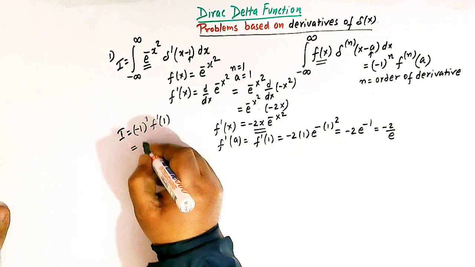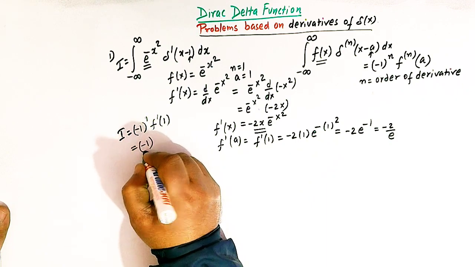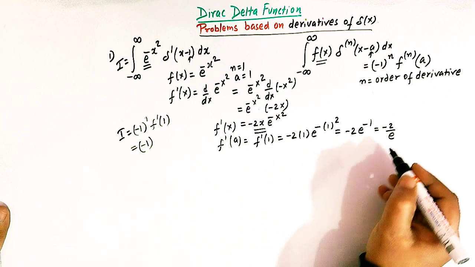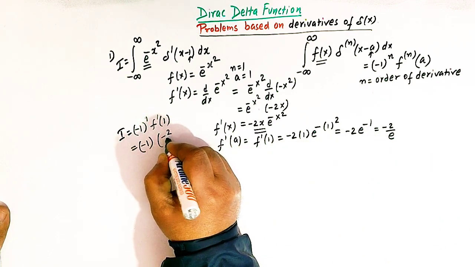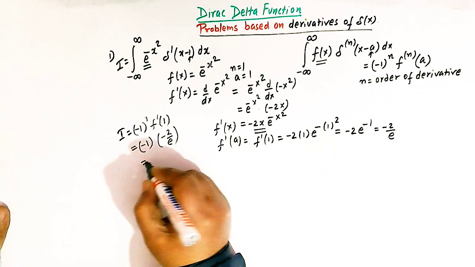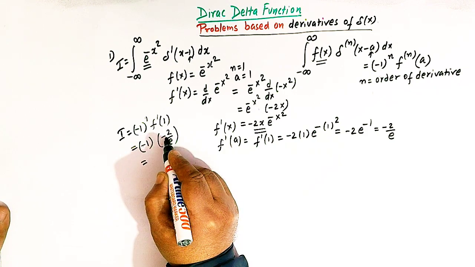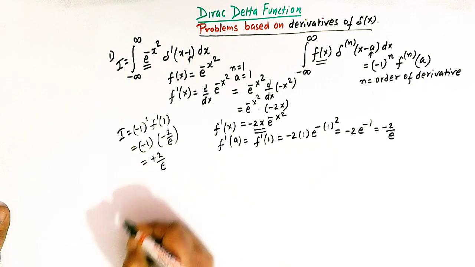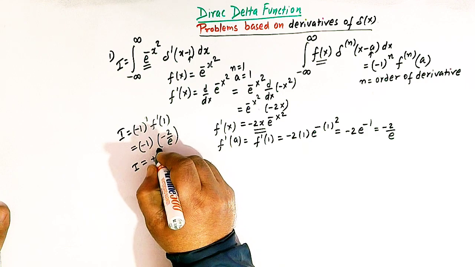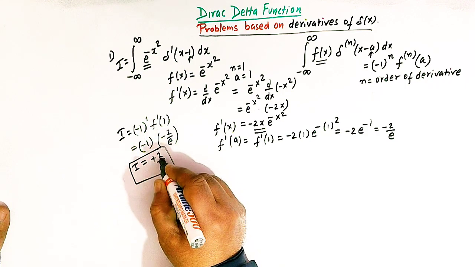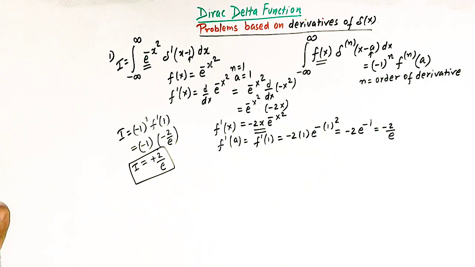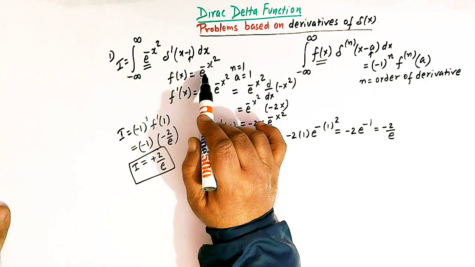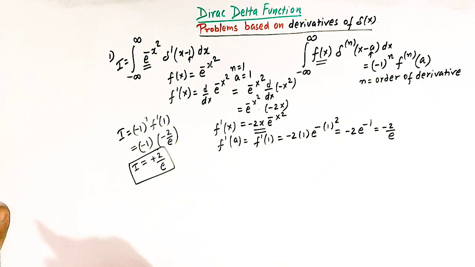So minus 1 raised to 1 is simply minus 1, and f prime of 1 is given by minus 2 over e. So here minus 1 multiplied with minus 2 is plus 2, and it is divided by e, right? So the value of this integral is given by 2 over e, where e is the exponential number, right? And here remember, e raised to minus x square is a Gaussian function.